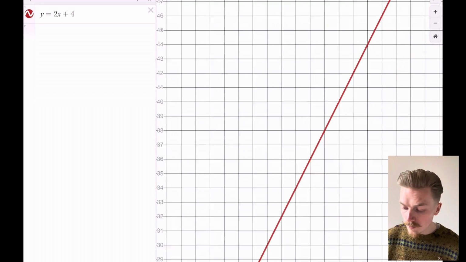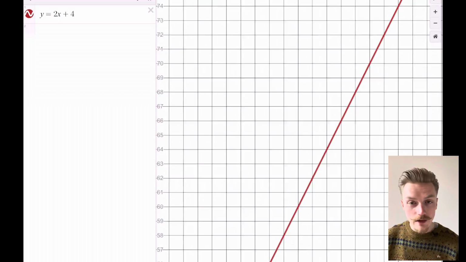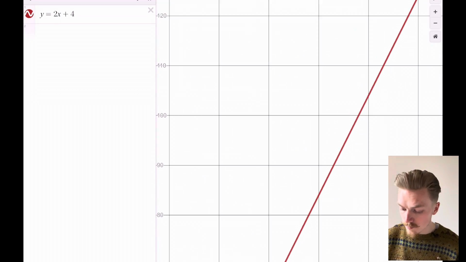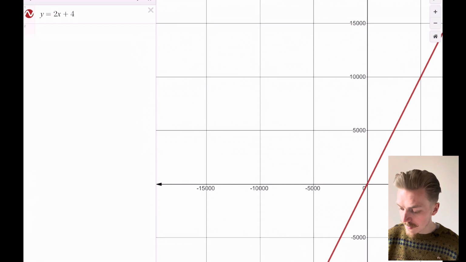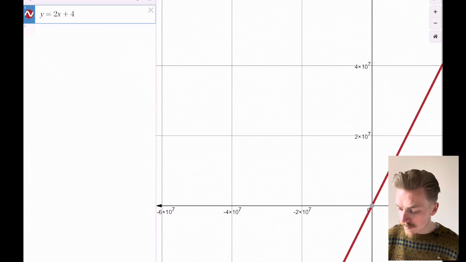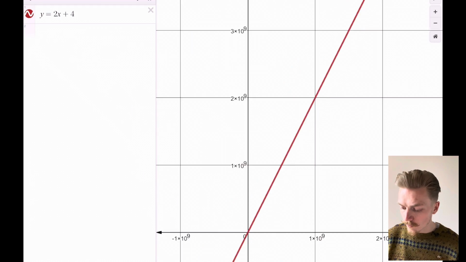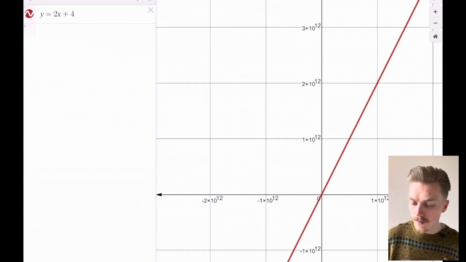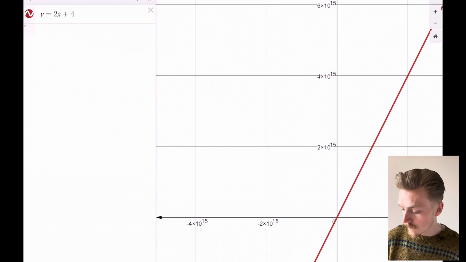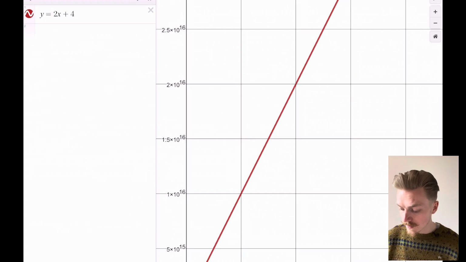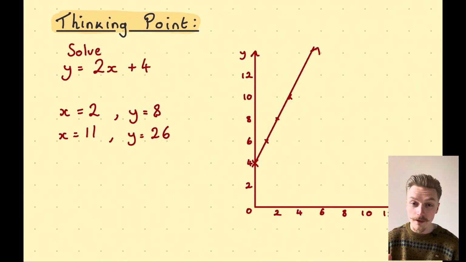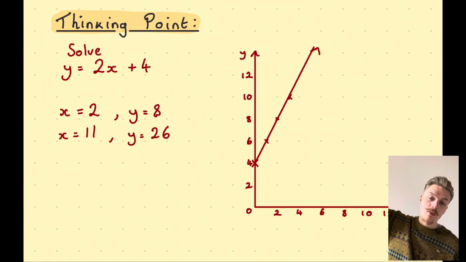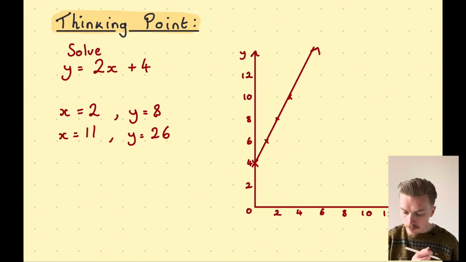And I can keep scrolling on this literally forever. I could zoom out as well, really getting some big numbers. And it's gone into standard form and it's just never going to end. And I could do this all day and I wouldn't get to the end of it, because that's why we can't solve it. It's got all those infinite amount of possibilities that could be x and y.